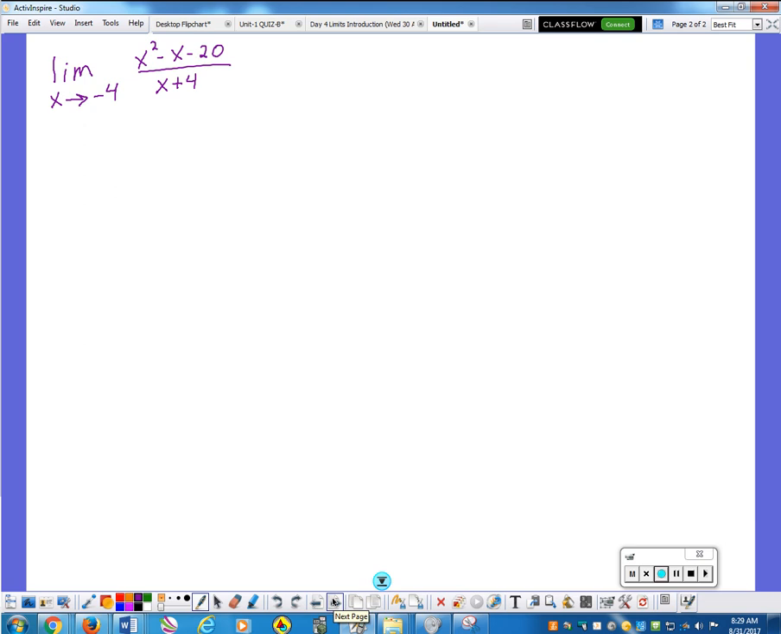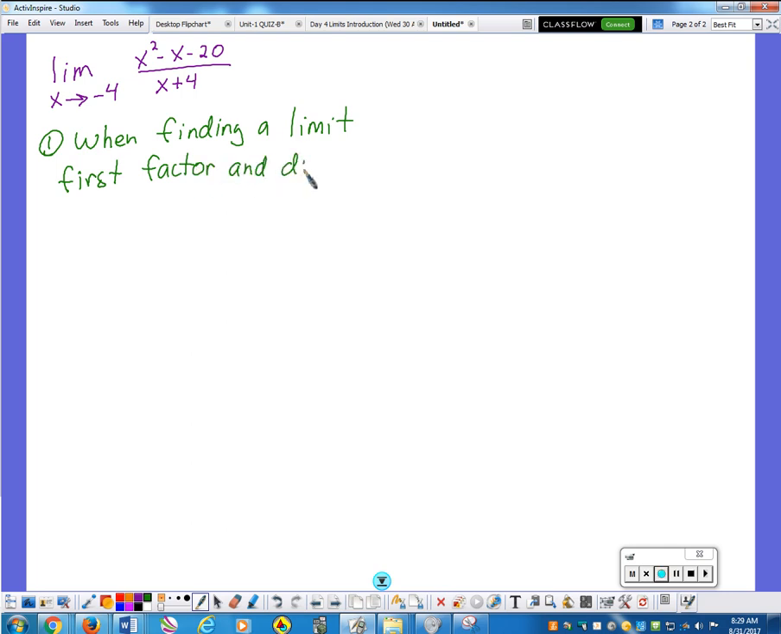Perfect. Write this down in your notes, please. When finding a limit, first, factor and divide if possible. There are a lot of different methods for finding limits. We don't really study limits heavily for this class. We just do kind of an introduction. And for all the problems that I've ever seen on the AP test, if you're asked to find a limit, the first thing you want to see if you can do is factor and divide to make the function you're dealing with easier to work with. So don't forget to always factor and divide first.